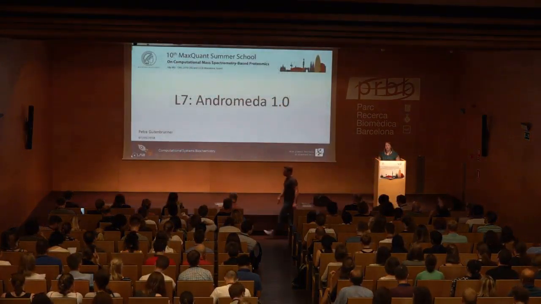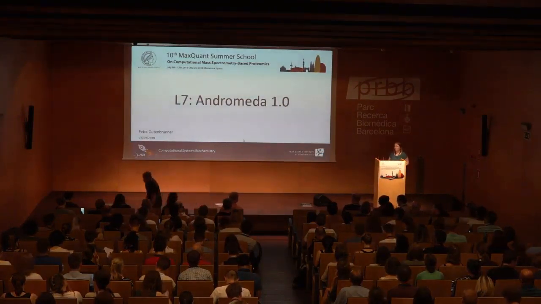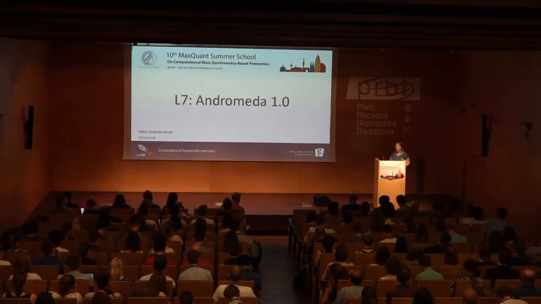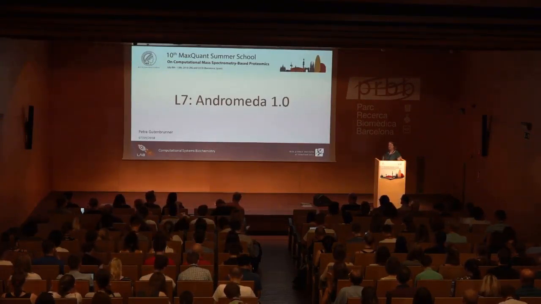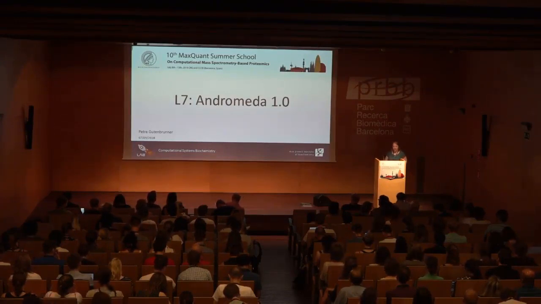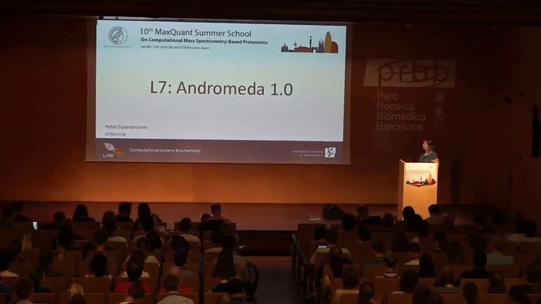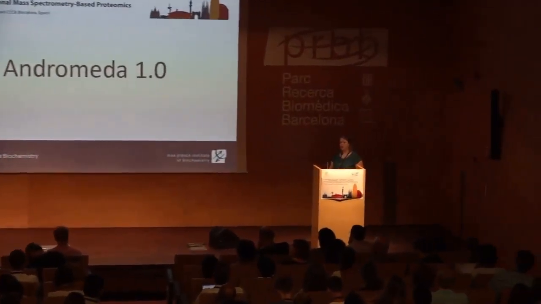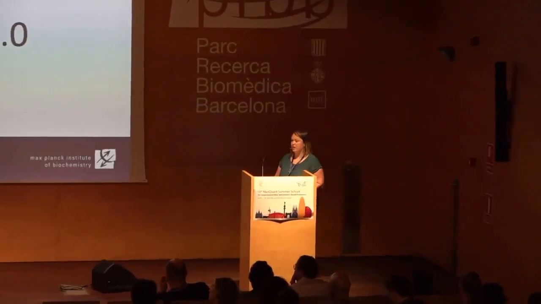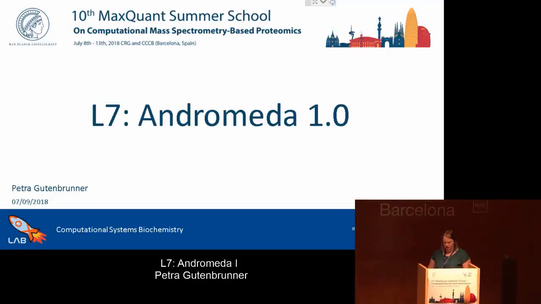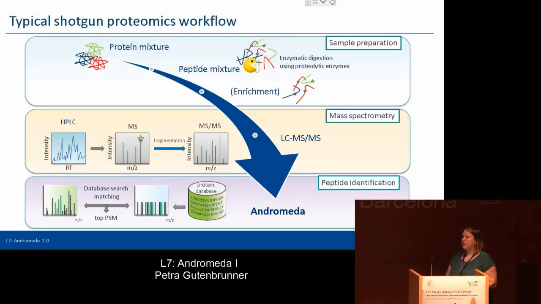So welcome to everyone also from my side. We heard a lot of the amazing techniques behind the mass spec, and now we are looking into how to identify the experimental spectrum resulting from this mass spec analysis. A common way to do this is database search engines, and here I'm talking about Andromeda. It's called Andromeda 1.0 because this is the conventional Andromeda score calculation, and tomorrow we will hear the extension of Andromeda 2.0. First, I want to give you a brief introduction on a typical shotgun proteomics workflow.